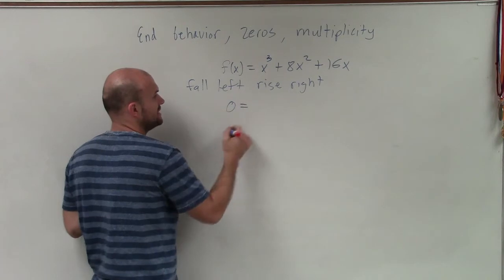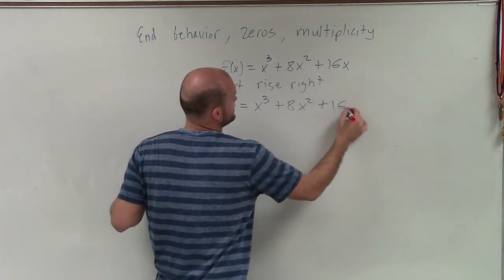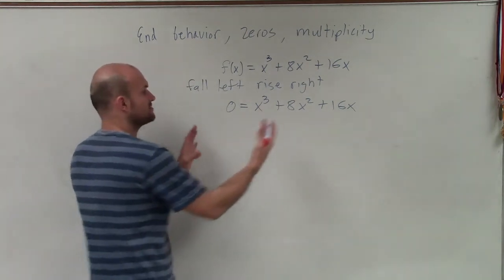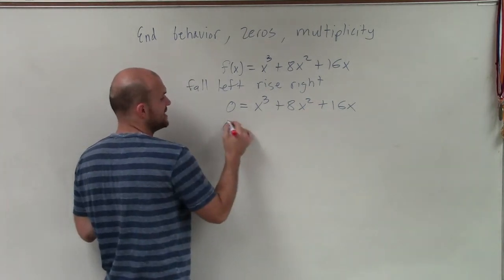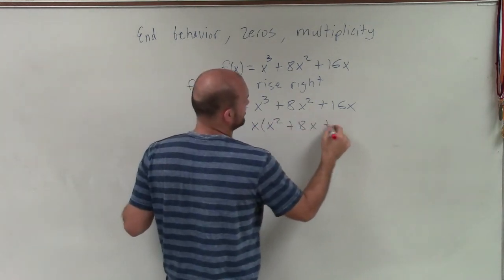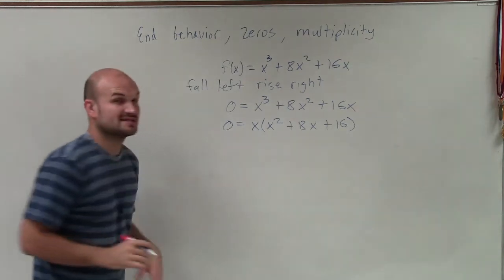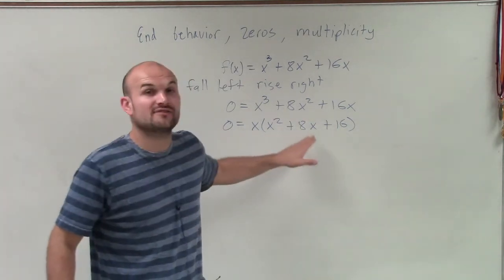So I'll set my function equal to 0 and say x cubed plus 8x squared plus 16x. Now to solve for x, what I need to do is factor out the x, because I see that every single term factors out the x. So I have 0 equals x times (x squared plus 8x plus 16). Now I want to see, can I factor this down a little bit further?